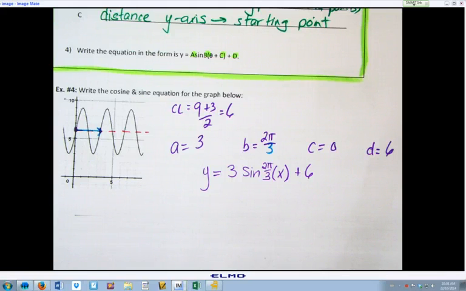Show me how you're feeling on this so far. I'm getting it. I'm kind of getting it. Everyone needs to put it high. I can't see if it's right in front of you. Perfect. Okay, cosine graph. Let me show you the options.